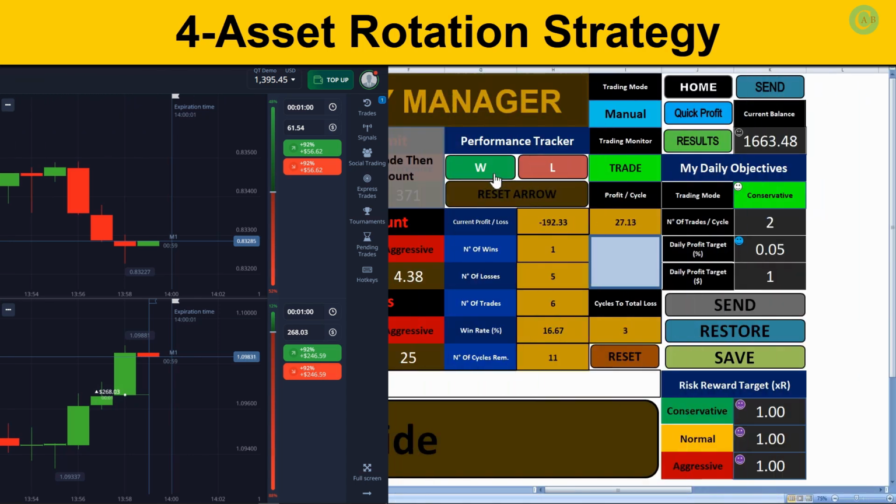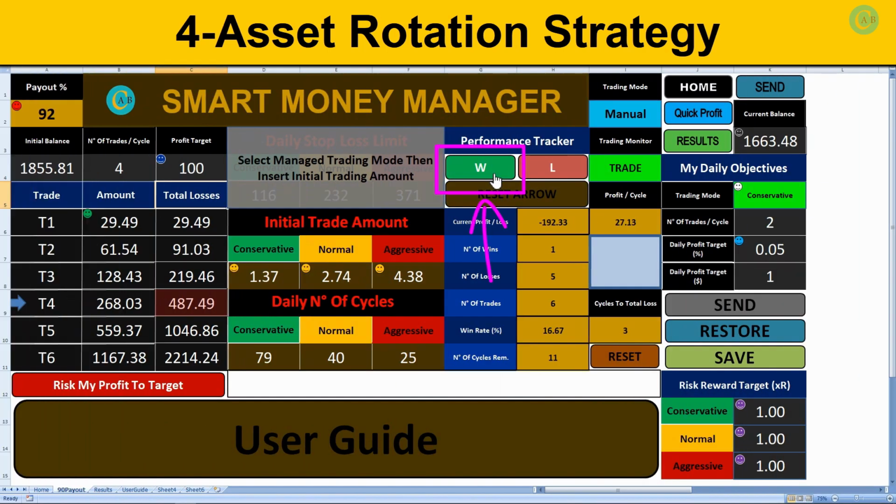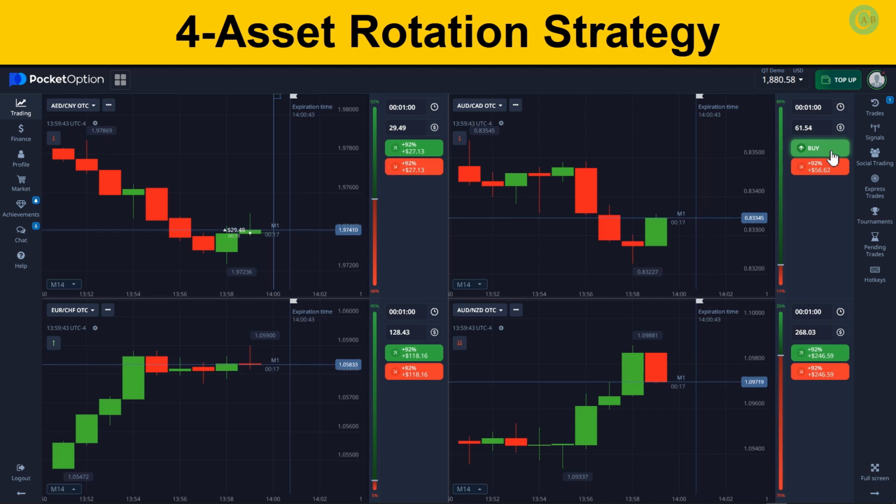Now I'm gonna go back to my trades manager and tell it that I've won the last trade by clicking on the green W button to update my results. The trade arrow tracker has moved to T1, confirming that I'm in new cycle. And so far my current profit is $54.26, and I'm 2 cycles to hit my profit target, which is good. Let's go back to my trading platform.